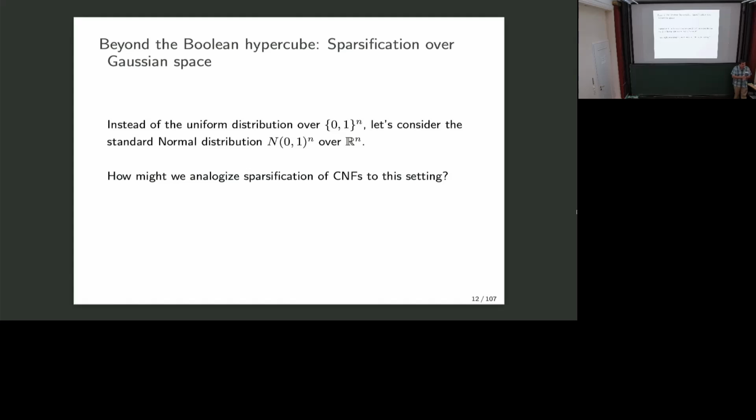Okay, good. So for the rest of the talk, we're going to be over Gaussian space. We'll be thinking about the ambient domain as R^n, and the distribution we'll be concerned with will be the standard normal distribution. And we want to think analogically to some similar phenomenon, maybe to the CNF sparsification, over Gaussian space. So we want to analogize CNF sparsification. Well, we should start by analogizing CNFs. What should I think of as a continuous analog of a CNF formula?